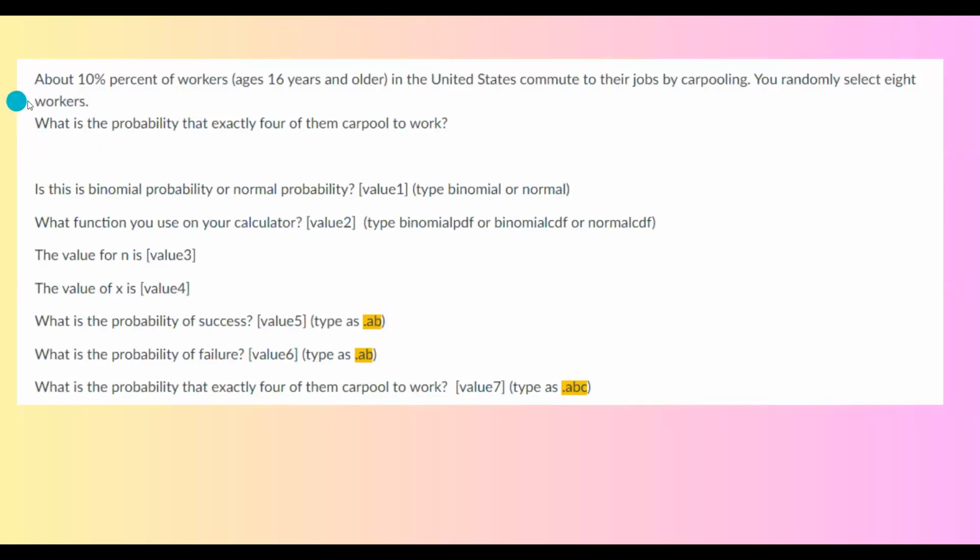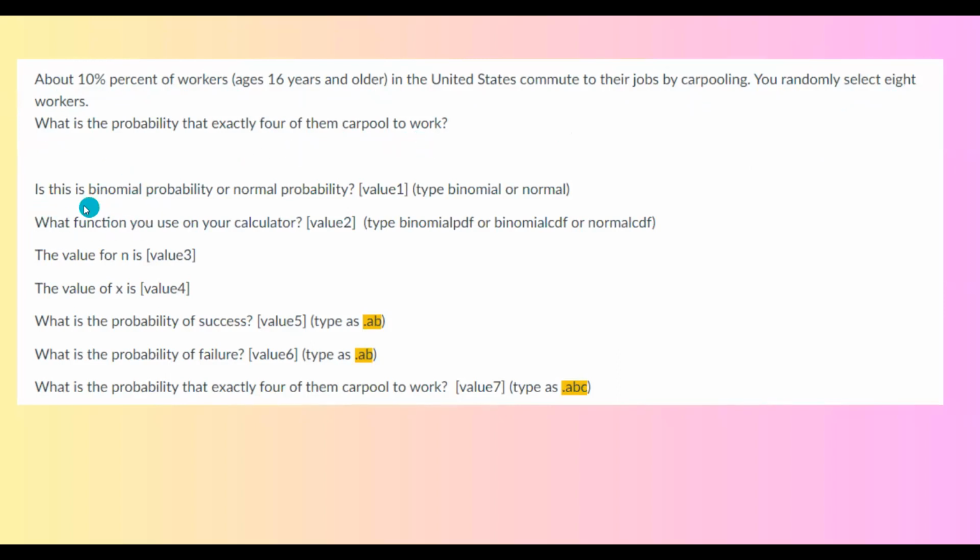In this question, about 10% of workers in the United States commute to their jobs by carpooling. You randomly select 8 workers, so only 8 workers are selected. What's the probability that exactly 4 of them carpool together?